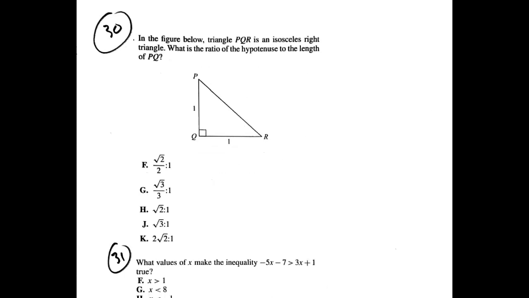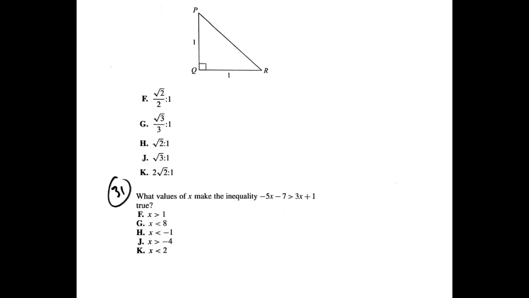30. In the figure below, triangle PQR is an isosceles right triangle. What is the ratio of the hypotenuse to the length of PQ? F, radical 2 over 2 to 1. G, radical 3 over 3 to 1. H, radical 2 to 1. J, radical 3 to 1. K, 2 radical 2 to 1.